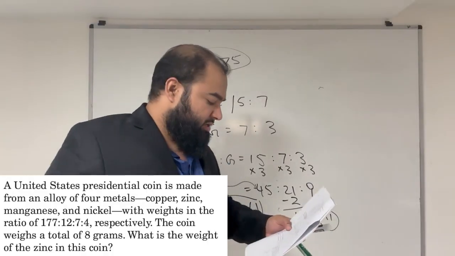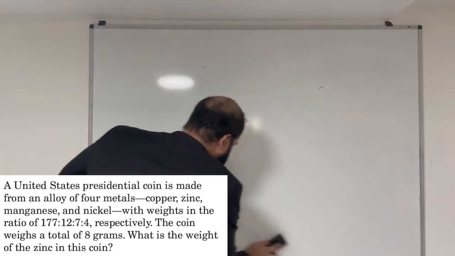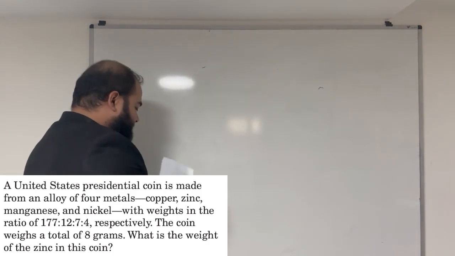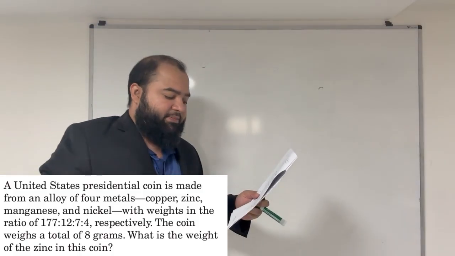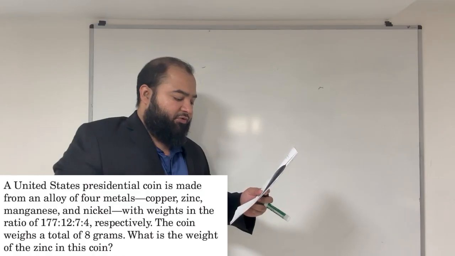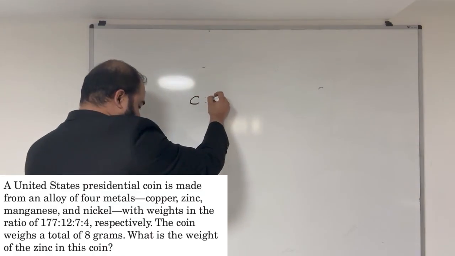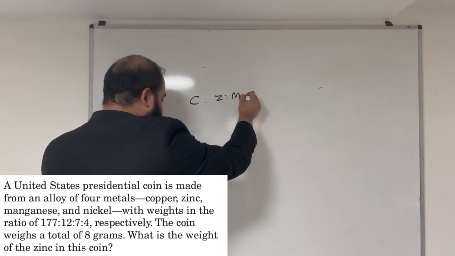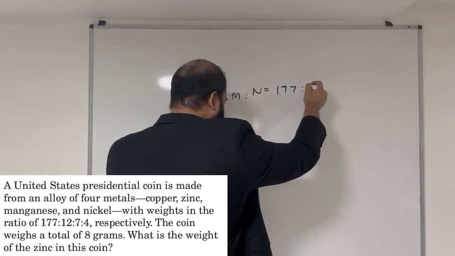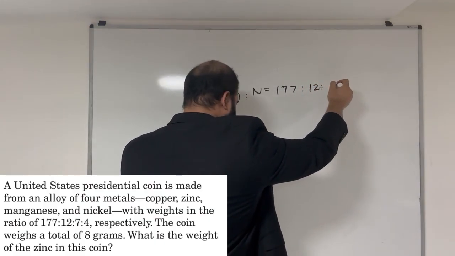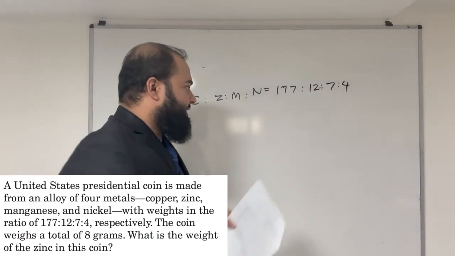Let's do another question similar to this one. So let me erase it first. So we have a United States presidential coin made from an alloy of 4 metals: copper, zinc, manganese, and nickel. The ratio is 177 to 12 to 7 to 4. Now the coin weighs a total of 8 grams.